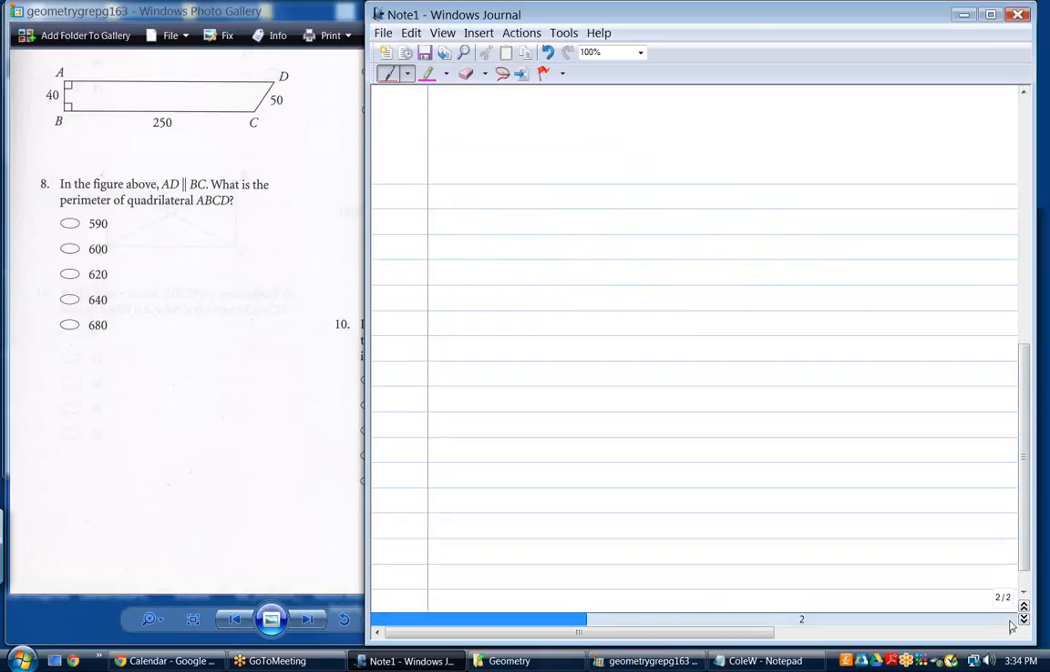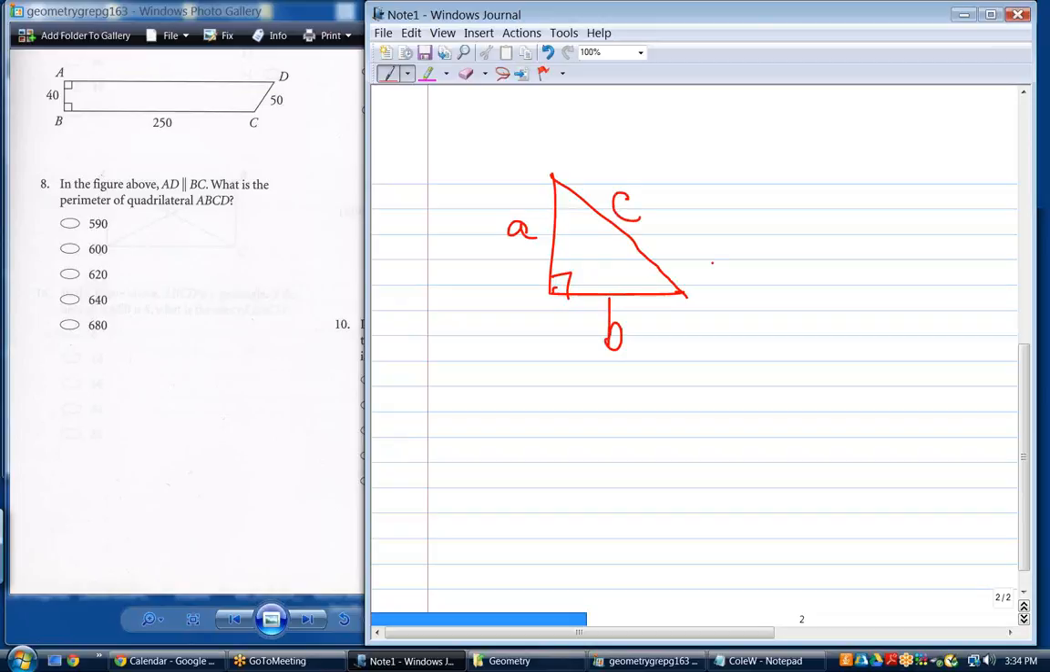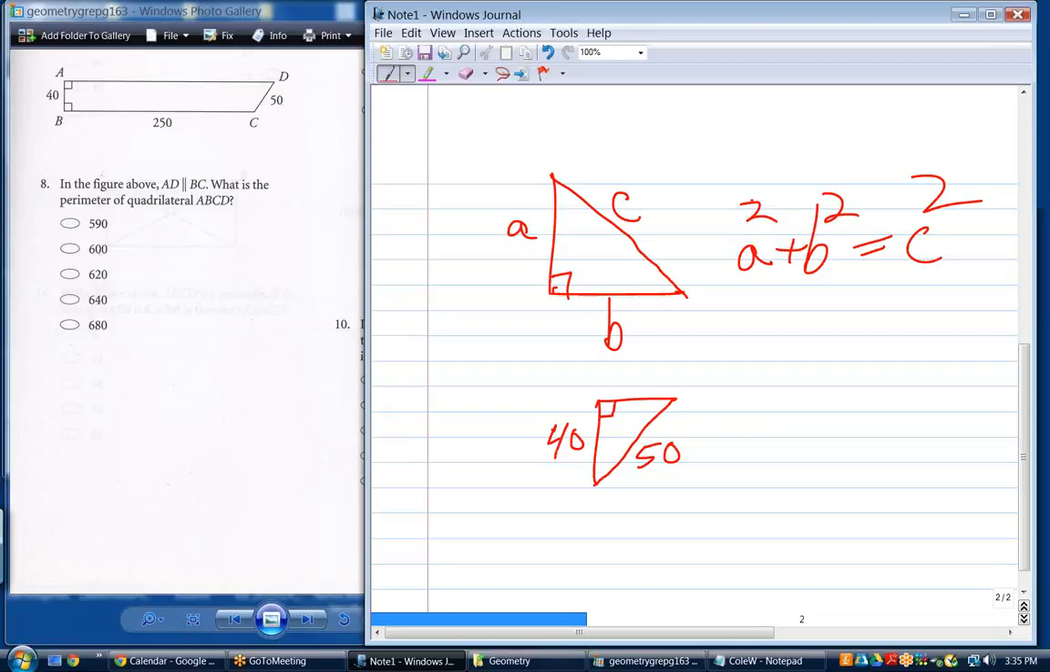Now, let's talk about something that I'm not sure we've talked about before, and that's the Pythagorean Theorem. A squared plus b squared equals c squared. In other words, whenever you have a right triangle, regardless of what those angles are, then you can say that a squared plus b squared equals c squared. Well, we do have a right triangle here. We know that's 50. We know that's 40. We know that's a right angle. So, we can do the math and always figure out that this side is 30.